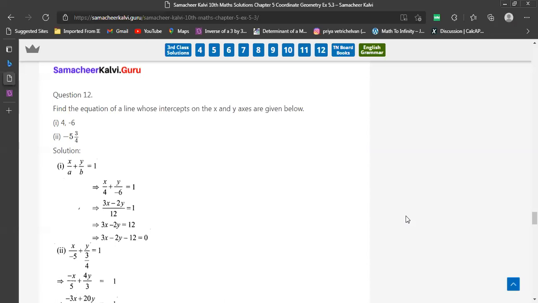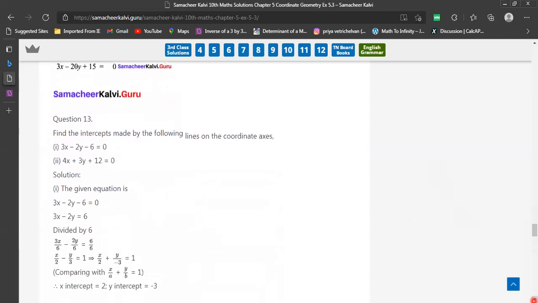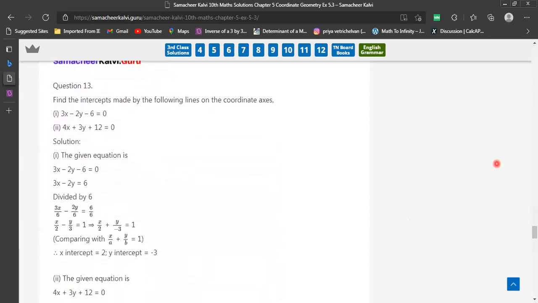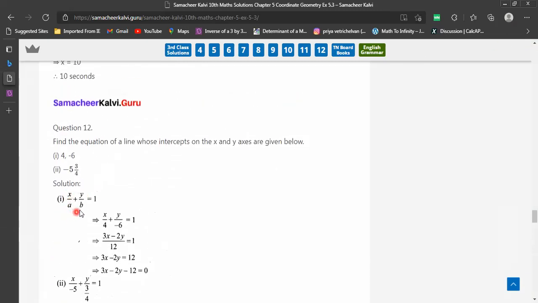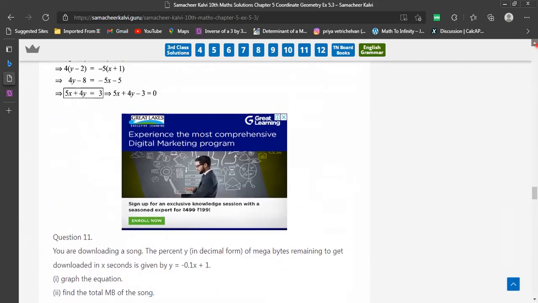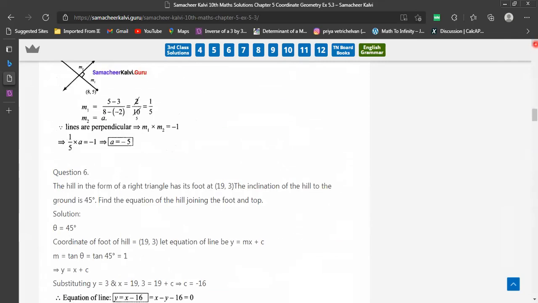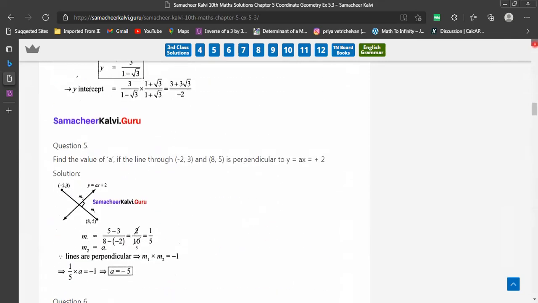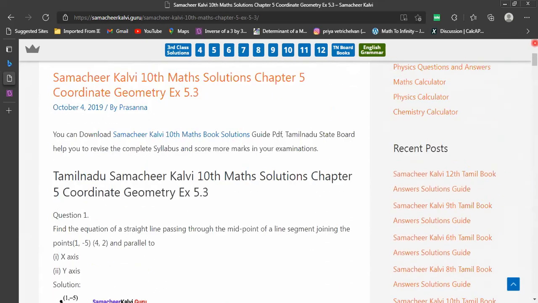The 5.3 is also quite similar to 5.2, but you will be learning about the intercepts in that. You'll be learning about the intercept form, like x upon a plus y upon b equal to 1. Mostly the other things would be the same as your 5.2. It would be very easy.